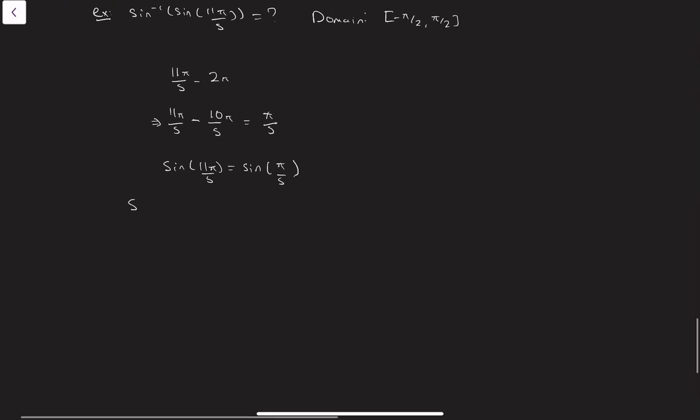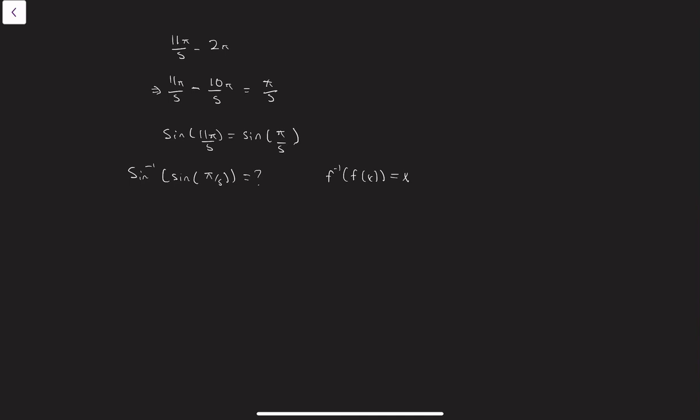Well, now that we know this, we can go use this in our domain. Sine inverse of sine pi over 5. What does this equal now? Well, it turns out, since we have this in our domain, we can use the cancellation formulas to get what pi over 5 is. Recall, a cancellation formula is equal to x. Then we can say that sine inverse of sine pi over 5 is actually just equal to pi over 5. And that is our solution in exact form.